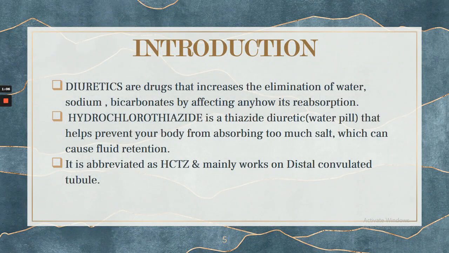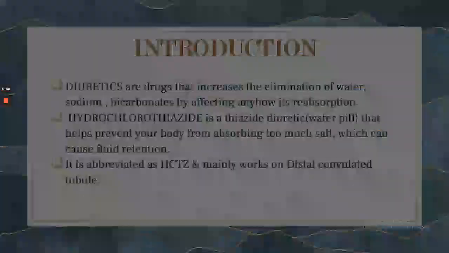Introduction: Diuretics. Diuretics are drugs that increase the elimination of water, sodium, and bicarbonates by affecting their reabsorption. It helps in increasing the urine output and gives relief to associated problems like hypertension, edema, etc. Hydrochlorothiazide is a thiazide diuretic, also known as a water pill, that helps prevent your body from absorbing too much salt, which can cause fluid retention. Hydrochlorothiazide is abbreviated as HCTZ and mainly works on the early part of the distal convoluted tubule.